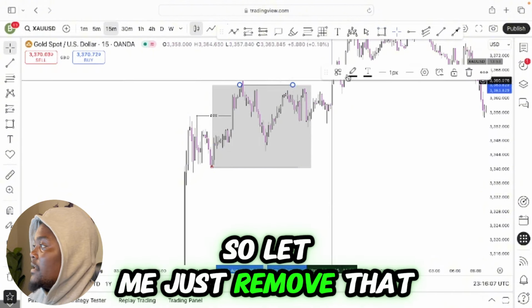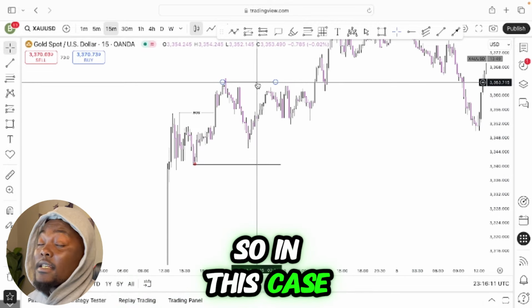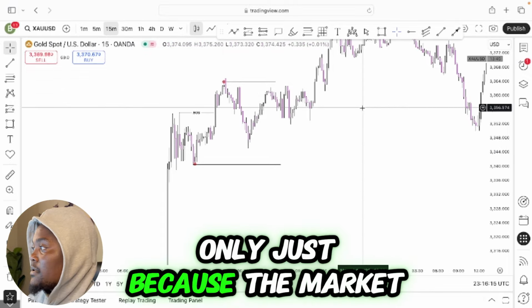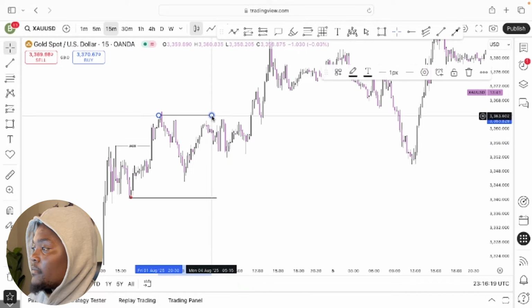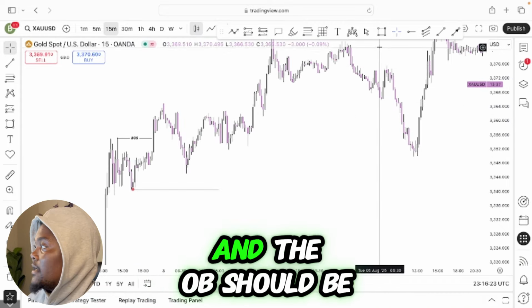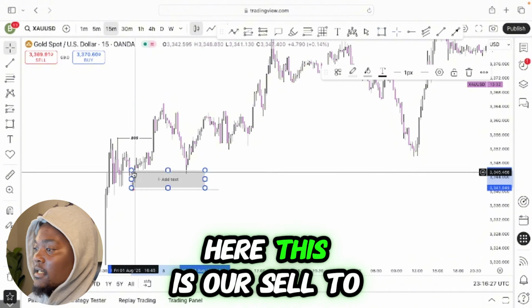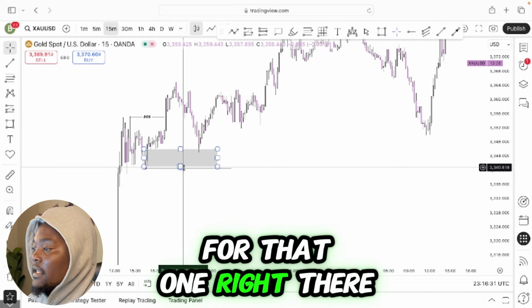Let me just remove that so that you can see the entry confirmations. In this case, I'm just going to show you examples on buy opportunities only, just because the market was trending to the upside. Here, let me just remove this, because this is our overall target, and the OB should be around here. As you can see here, this is our sell to buy candle. That is why I'm catering for that one right there.